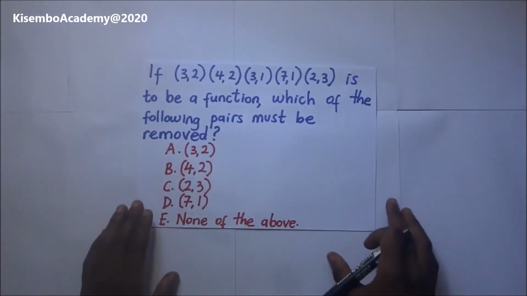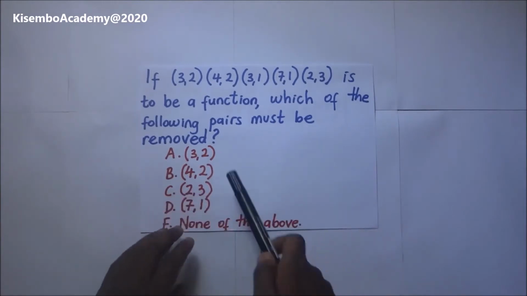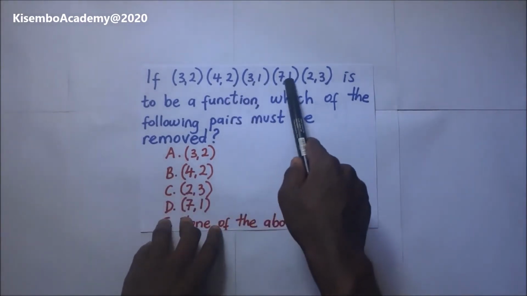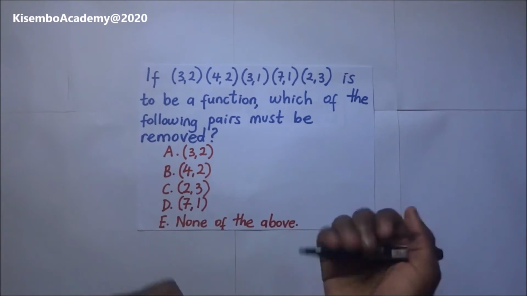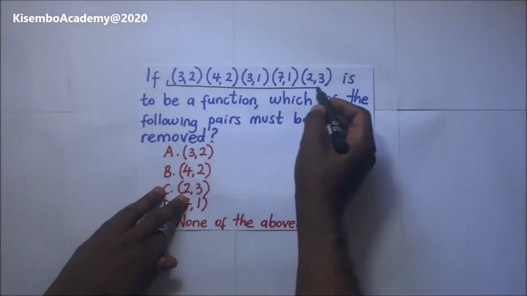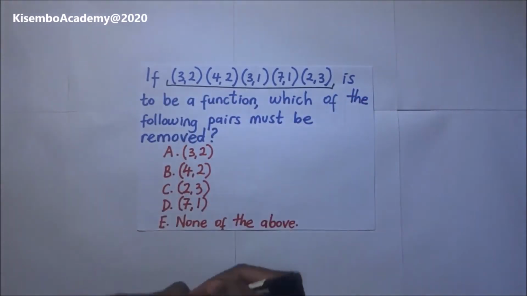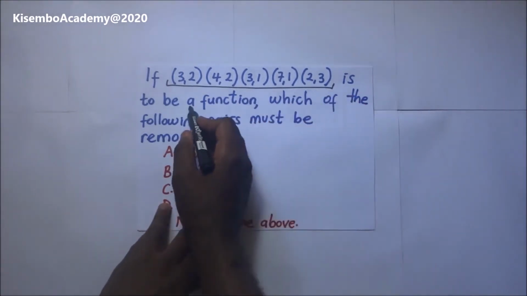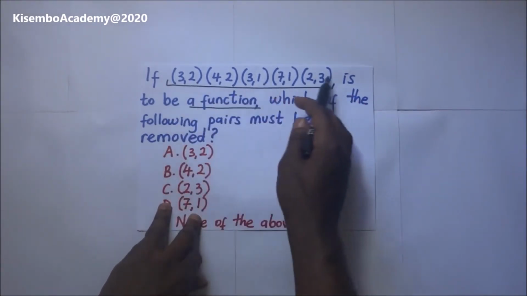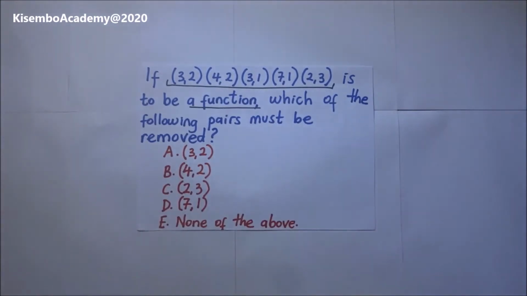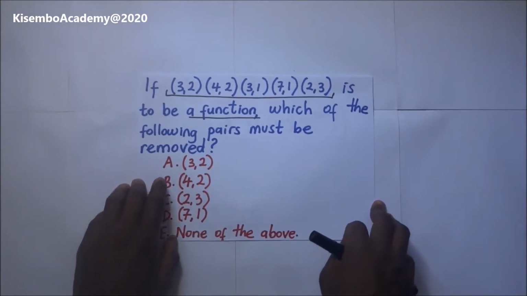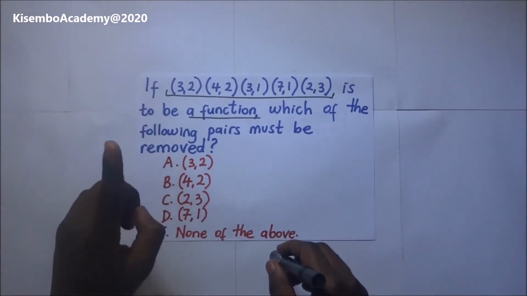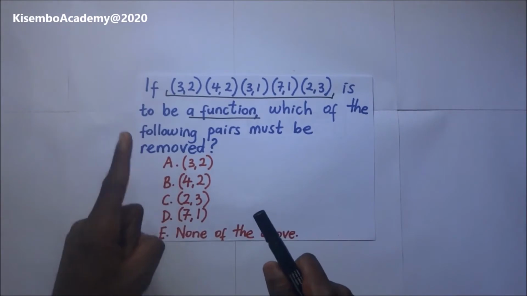First example is more of an objective. If (3,2), (4,2), (3,1), (7,1), and (2,3) is to be a function, which of the following pairs must be removed? Now if you look at this set of ordered pairs, the question is asking us that if it is to represent a function, one of these ordered pairs must be removed. From what I've been explaining earlier, the uniqueness of a function is this: one input corresponds to one output specifically.